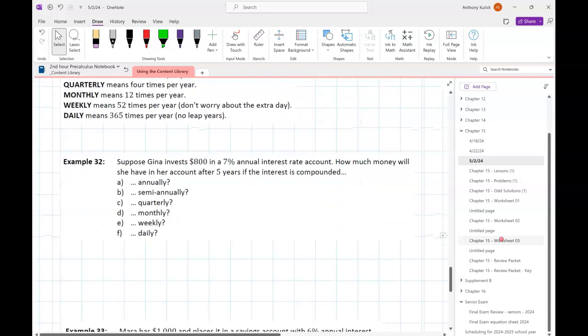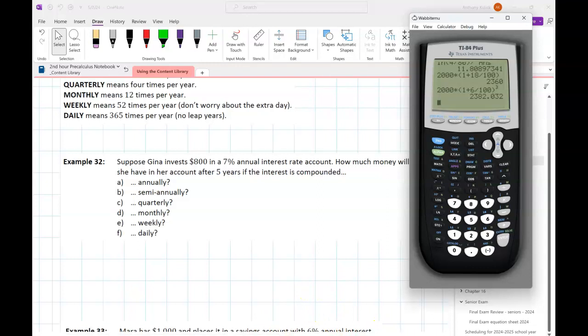All right. Suppose Gene invests $800 at 7% annual interest. How much will be in her account in 5 years if the interest is compounded annually, semi-annually, quarterly, monthly, weekly, daily? I'm going to do this all in my calculator and we can just compare. Do you think this K is going to have a big difference or little difference? Wouldn't it be the same, because at the end of the 5 years, still. Well, the account value is going to be slightly different each time the interest is paid. So it does make a difference.